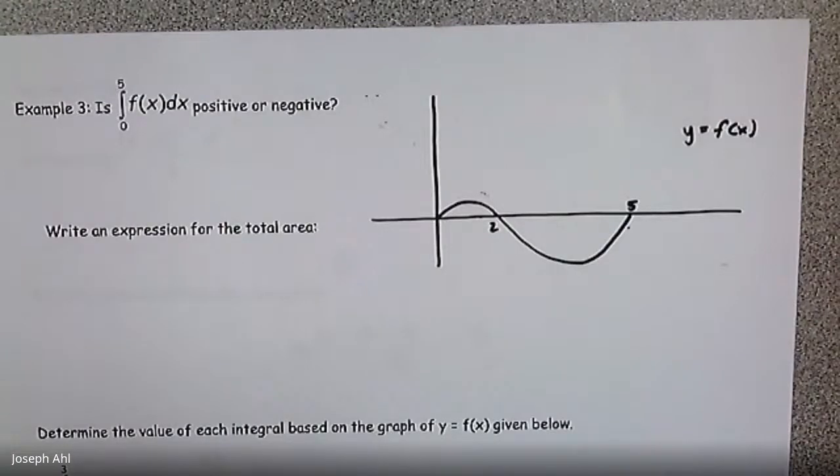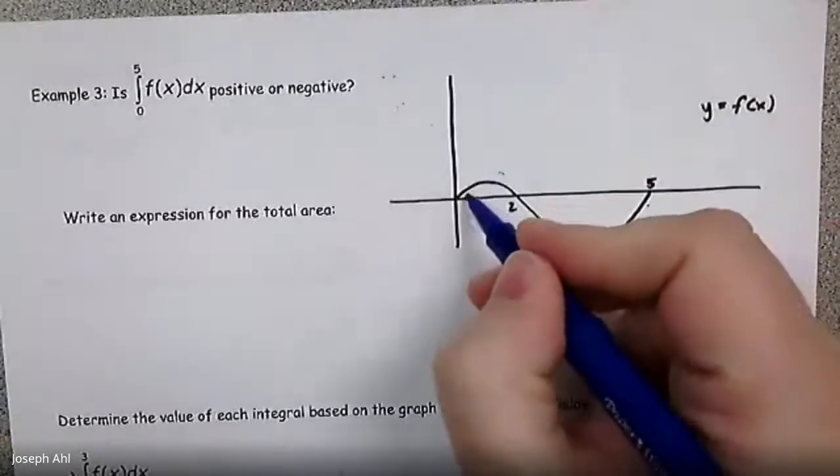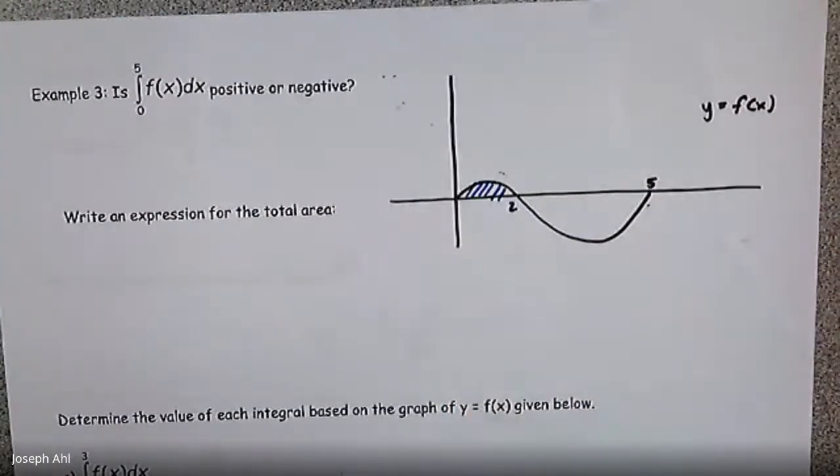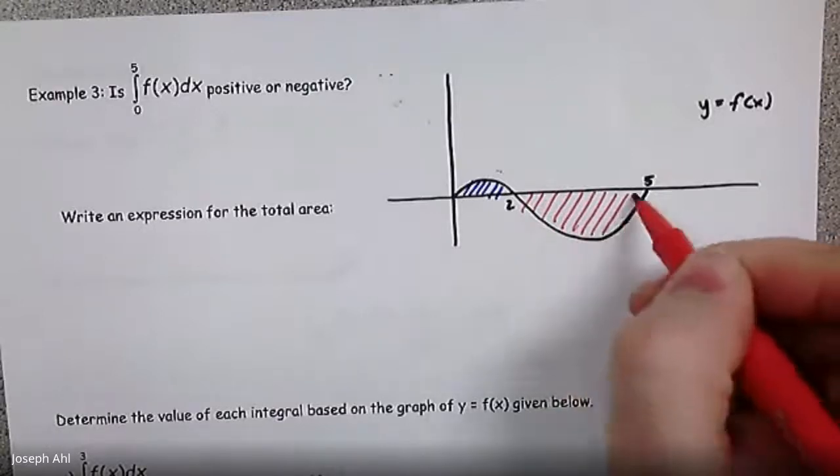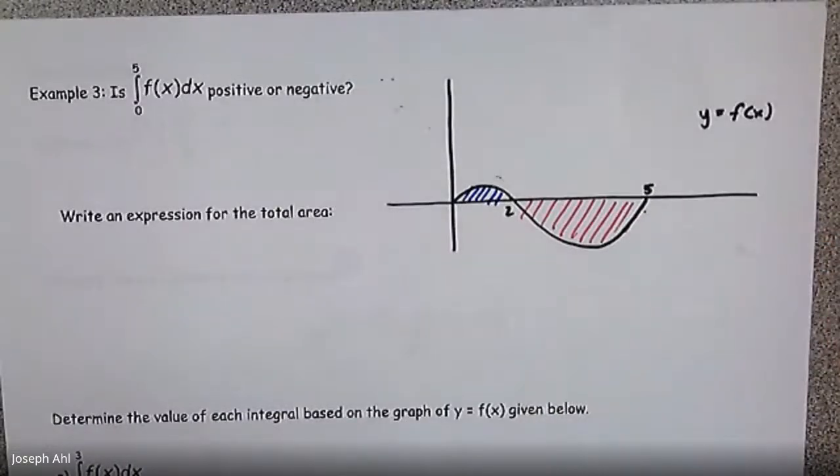Well, I think you could probably tell pretty quickly that here's my positive area right here, and then here, and I'm just making a guess at it, here's my negative area. It looks like we have a lot more negative area than we do positive area.